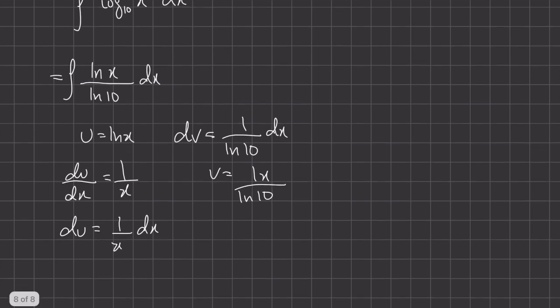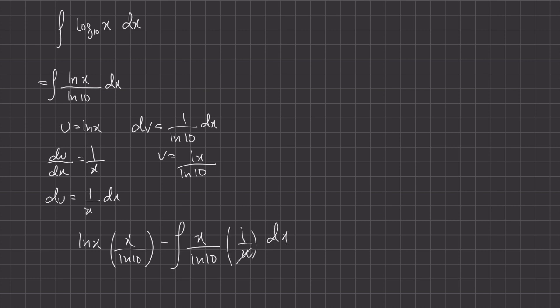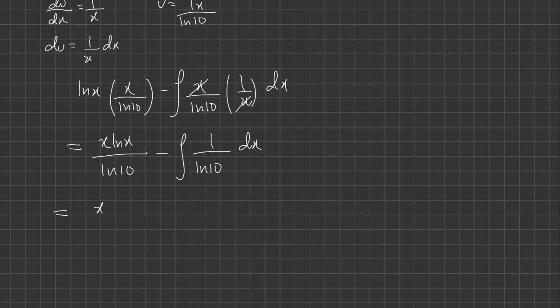Plugging in values into the integration by parts formula we get ln x times x over ln 10 minus the integral of x over ln 10 times 1 over x dx. The x here cancel out. Simplifying gives x ln x over ln 10 minus the integral of 1 over ln 10, which just gives us x over ln 10 plus c.